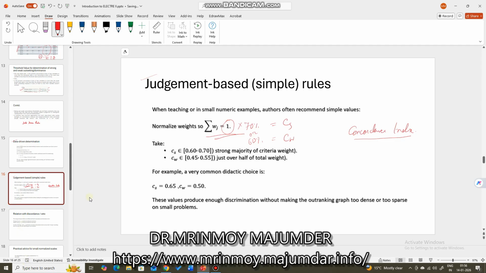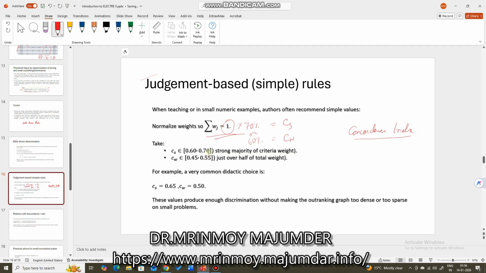In the case of judgment based, we add the concordance index values and take 70% or 60% of that as the strong and weak concordance threshold values respectively. The same thing is done with the discordance index also. We add them, and in this case we take 100% of the addition as the strong discordance threshold, or 70% of the addition, that's the total value, as the weak discordance threshold.